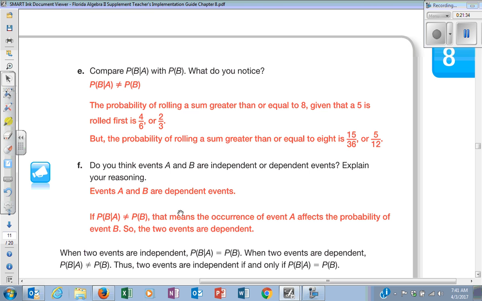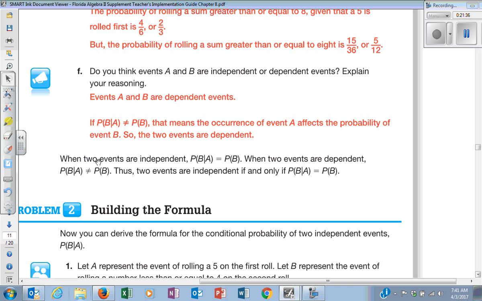All right. When two events are independent, the probability of B given A is equal to the probability of B. When two events are dependent, the probability of B given A is not equal to the probability of B. And that doesn't mean the probability of B given A is always higher. That just happened in our case. It just says they're not what?